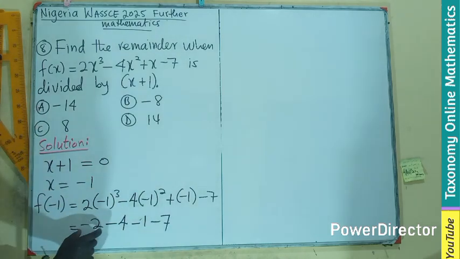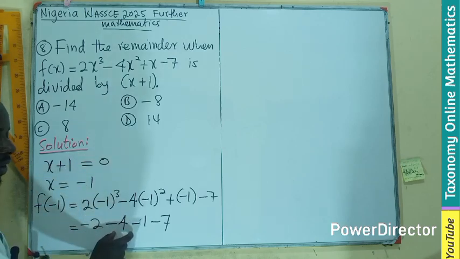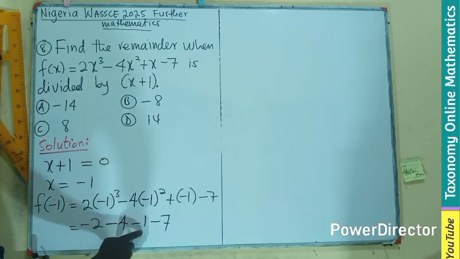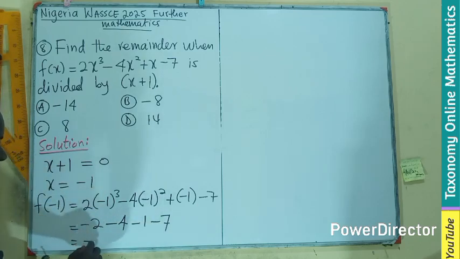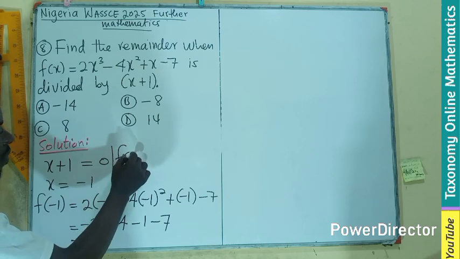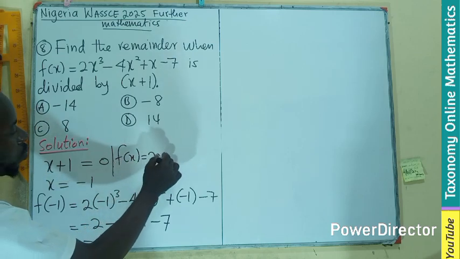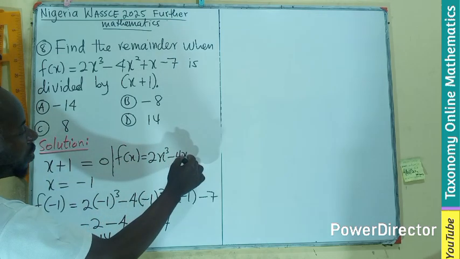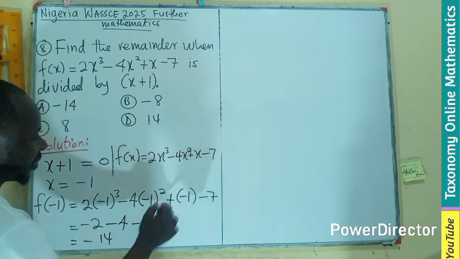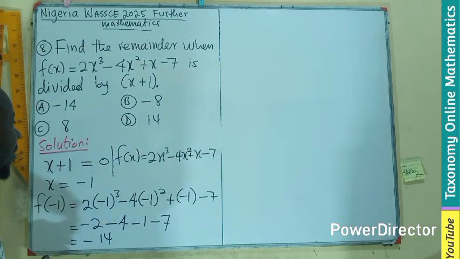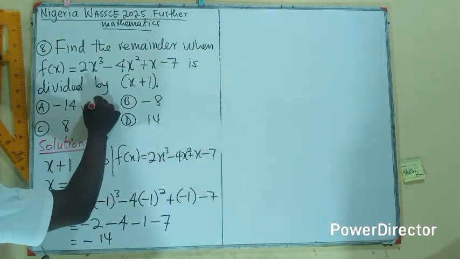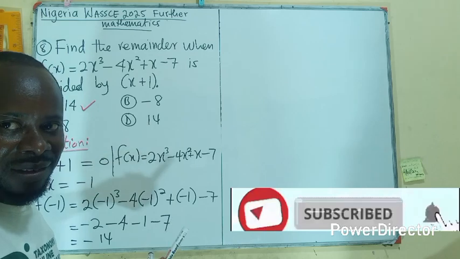All these are negative. So it's like we are adding −2 to −4 to −1 to −7. So that will give us −14. Remember, the function was f(x) = 2x³ − 4x² + x − 7. Alright, so this is the answer. If we are to choose the options, we are going to choose option A. I guess this is clear.